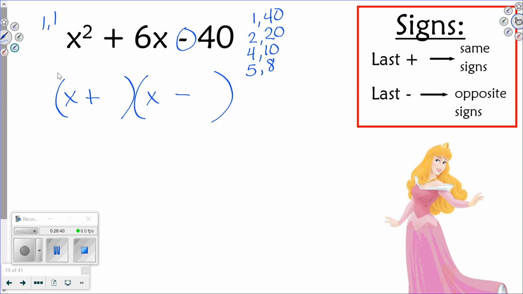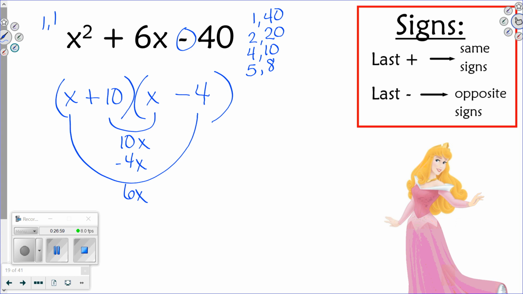And which option do you want? 10 and 4? I like the order you said that in. Someone was thinking ahead. All right, so if I check, my inside gives me a positive 10x. Outside gives me a negative 4x. And 10 minus 4 is a positive 6x, which is exactly what we wanted.